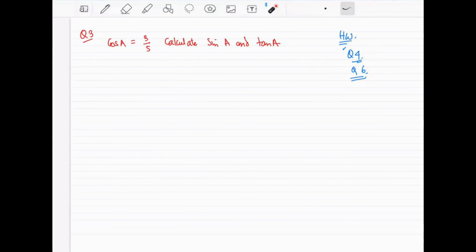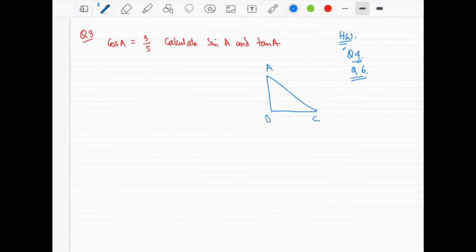Now let's see. We are not given any triangle. We are just given the value of cos A as 3 by 5. And what are we supposed to calculate? We are supposed to calculate sine A and tan A. Even if the question doesn't give you a triangle, you imagine a right angle triangle. Always a right angle triangle in case of trigonometry, at your level.